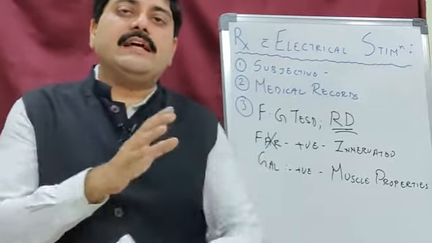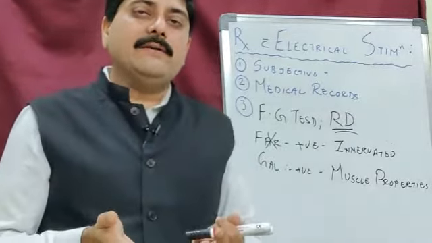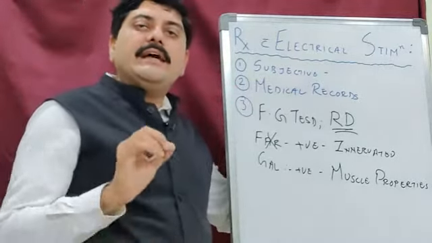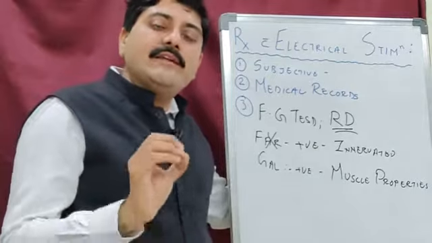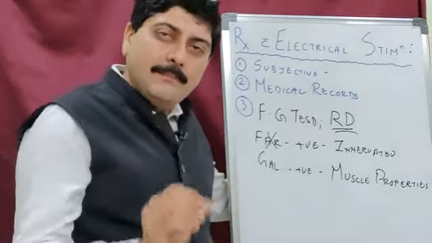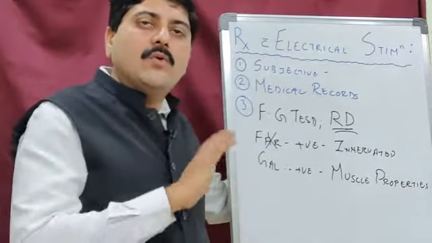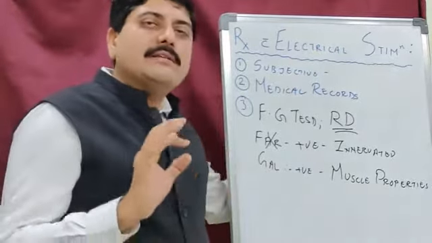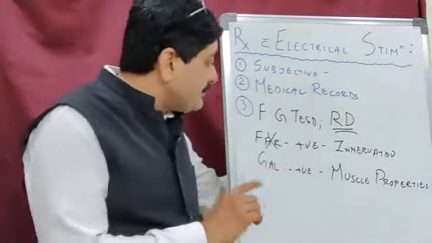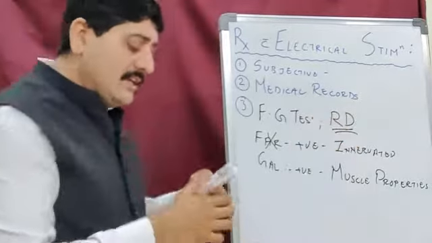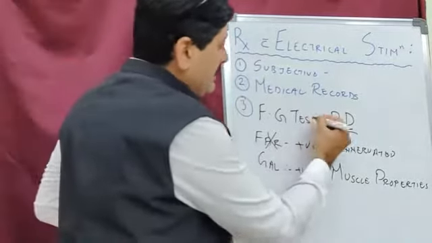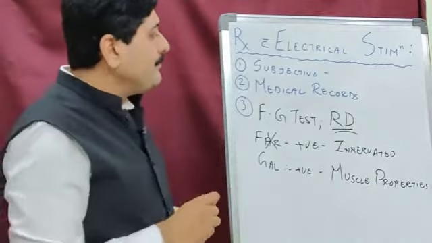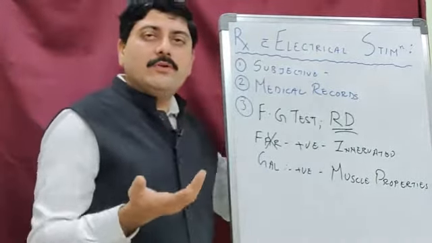So if this is there, that means it is a spreading of current, right? That means that the neuromuscular junction is not active. In that case, we are going to go for galvanic stimulation over the muscle belly rather than over the whole part. So the first step we are going to do is known as the FG test or reaction of degeneration. Okay, so that is what we are going to start with.